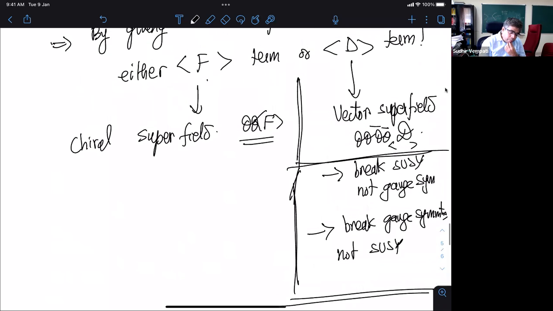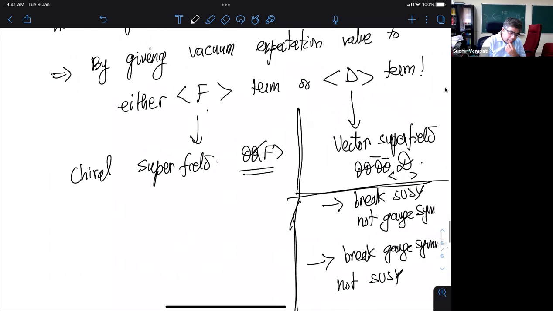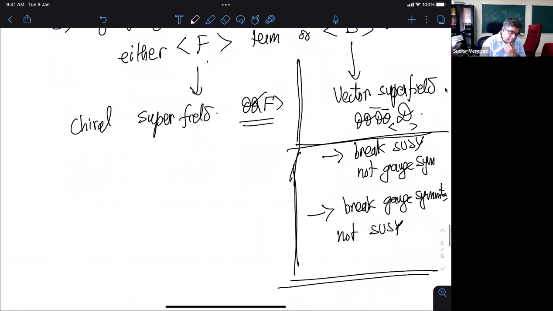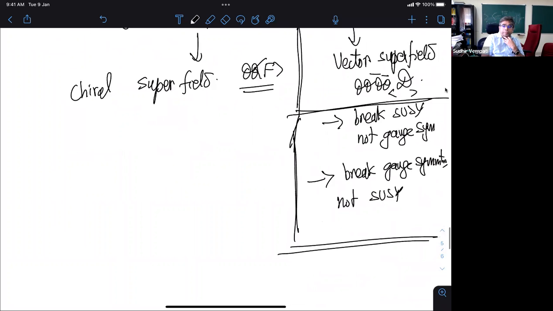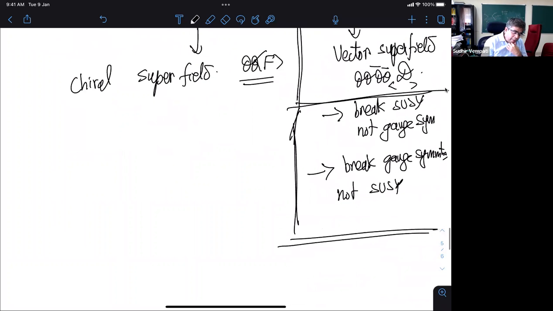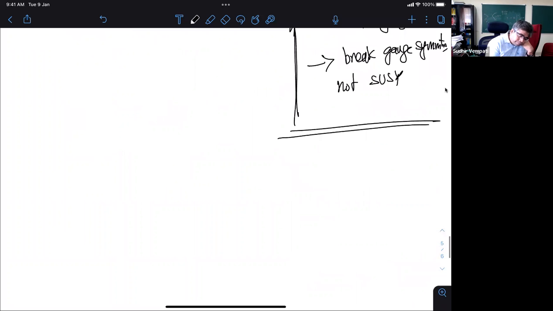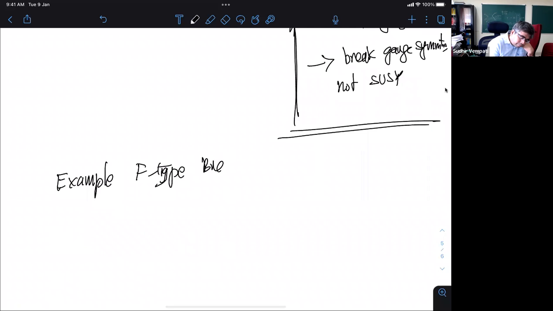So how does this F-type breaking vacuum expectation value happen? The F should get a vacuum expectation value. So the way you do it is, let's do an example of F-type breaking.